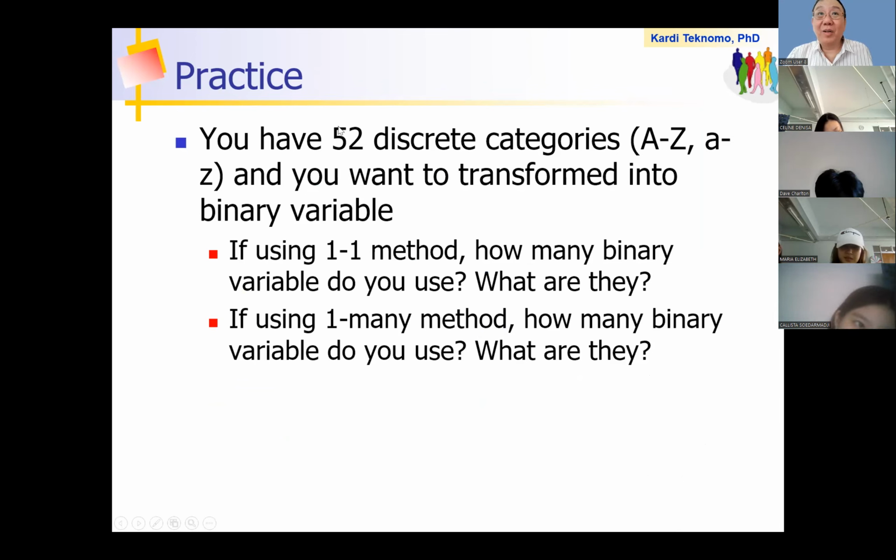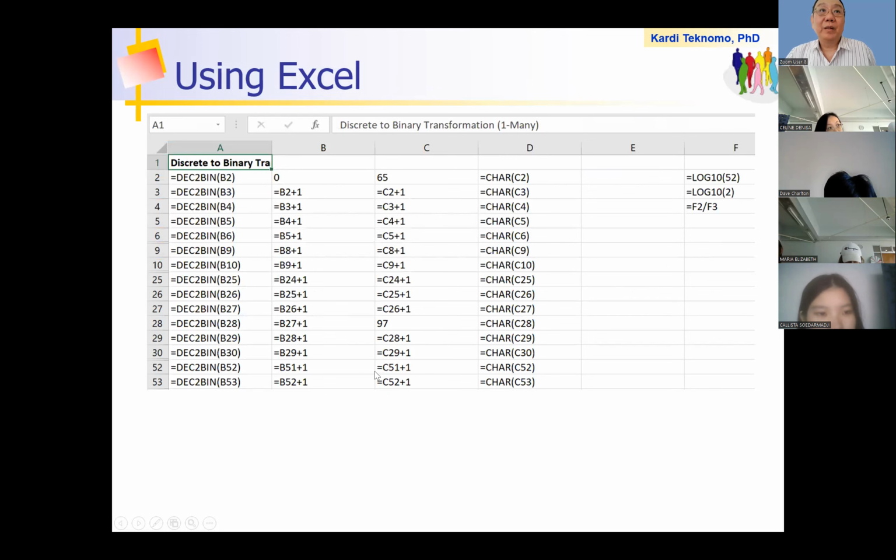So a lot of discrete values. If you use the one-to-one method, how many binary variables will you use? You will have 52. In this case, you need A to Z, capital letters and small letters. But if you use one-to-many, how many variables will you use? That one you can compute.